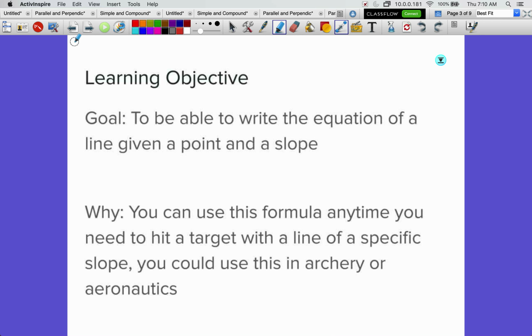Goal for today is to be able to write the equation of a line given a point and a slope. Why do we need to do this? Well, one thing I thought of is you could use this formula anytime you need to hit a target with a line of a specific slope.